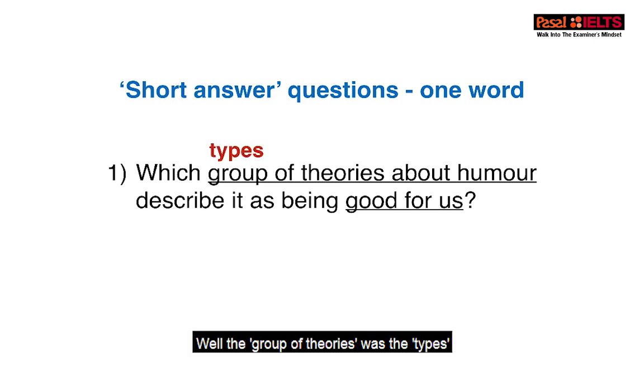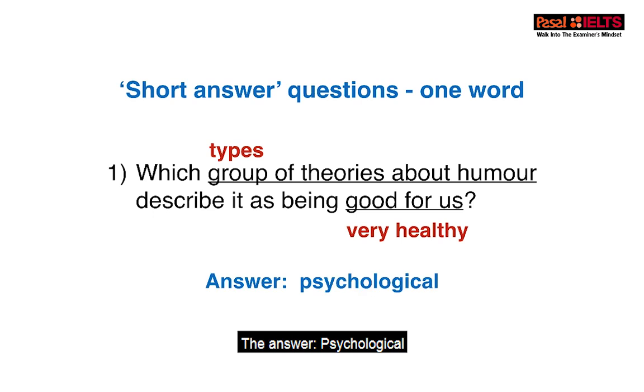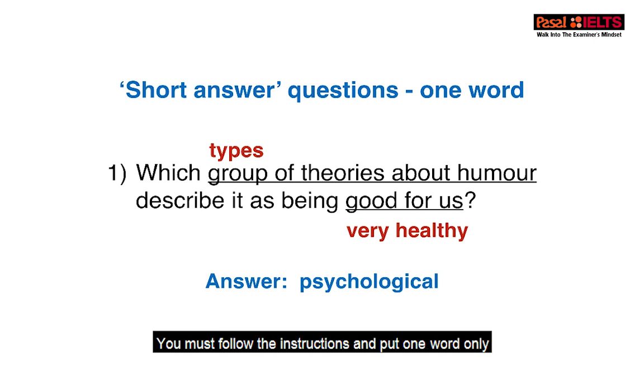Well, the group of theories was the types, and good for us was very healthy. And the answer, psychological. Remember, we're only allowed one word, so that one word must be psychological. Remember, if you write 2 words, for example, psychological theories, your answer will be marked wrong. You must follow the instructions and put one word only.